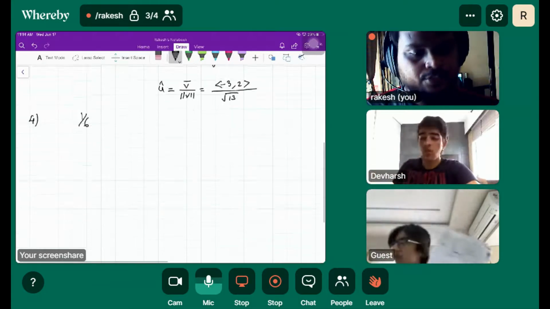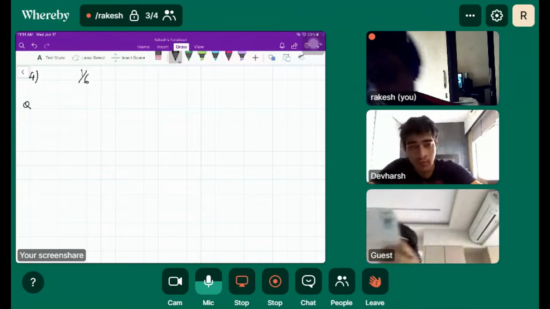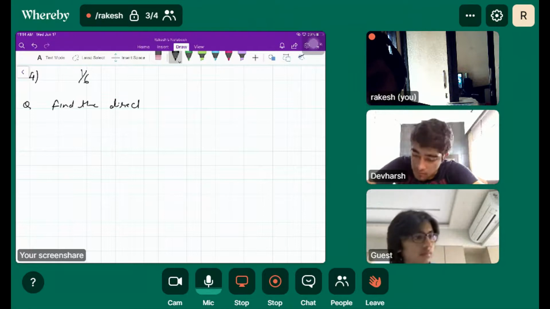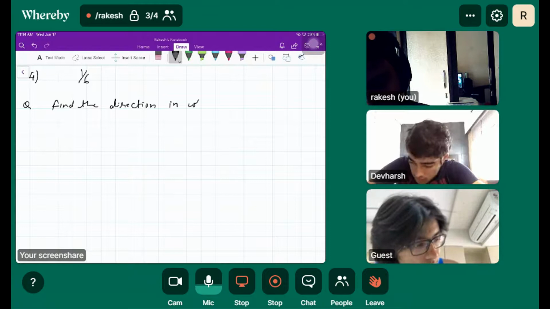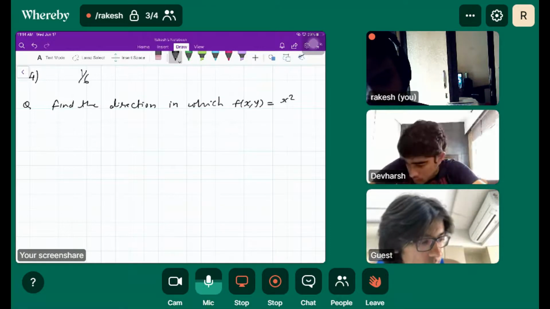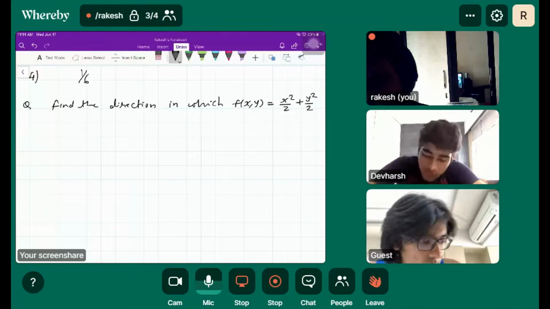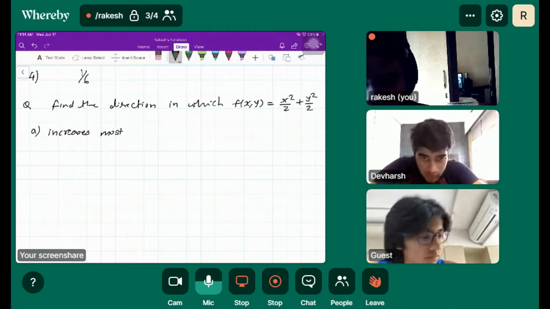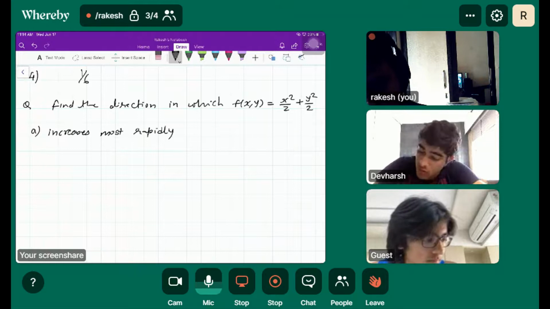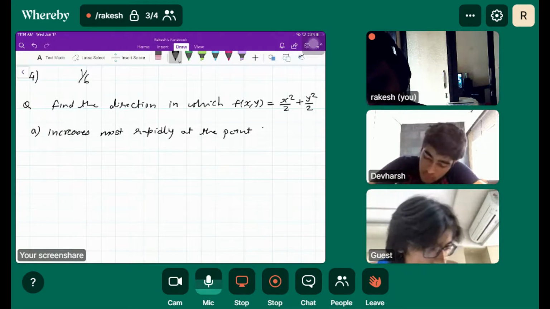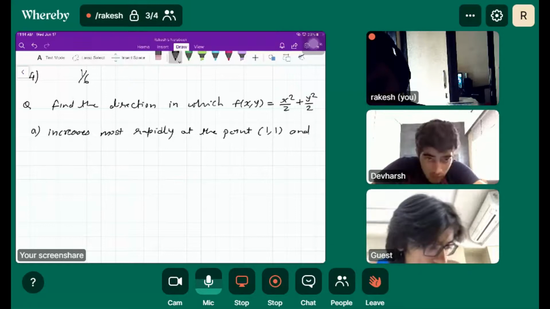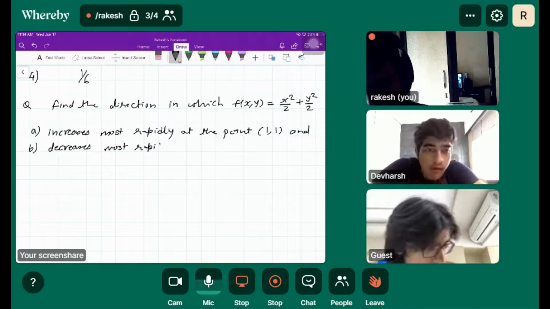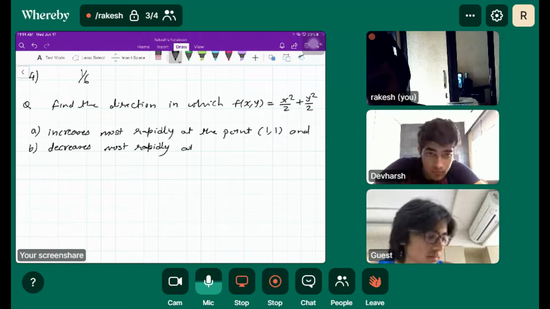So the question is, write down. Find the direction in which f of x comma y is equal to x square upon 2 plus y square upon 2, A, increases most rapidly at the point 1 comma 1, and B, decreases most rapidly at 1 comma 1.